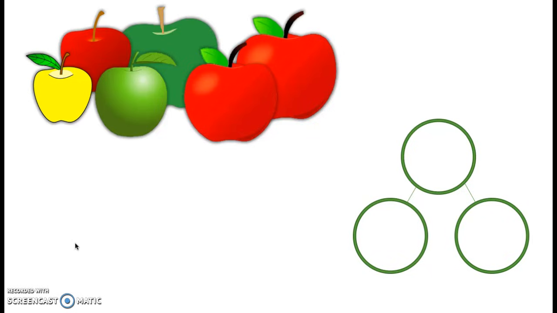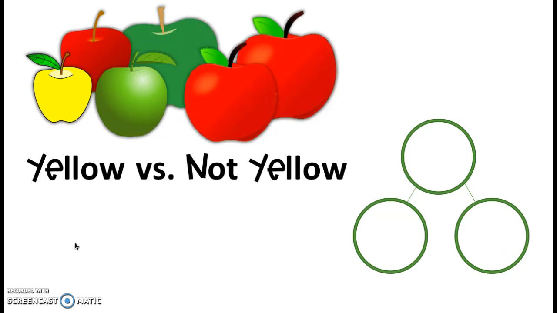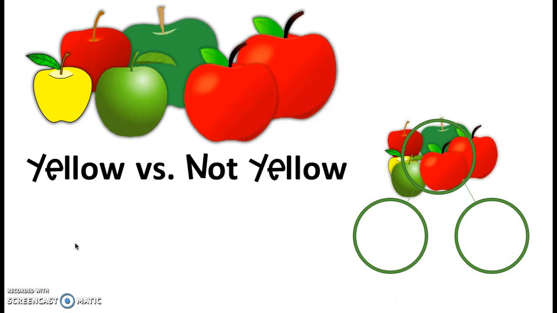Now let's see, we did red versus non-red. What's another way I could split up these apples by ways that they're the same or different? Ooh, what if I did yellow versus not yellow? Ooh, that's a good one. Okay, so let's see. That top circle, the big circle, has the whole amount. So how many apples am I going to put in that top circle? You got it. All of them. Because it's the whole amount. It's all the apples I have.